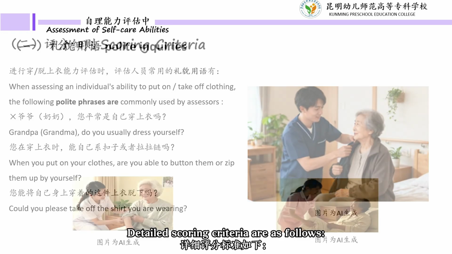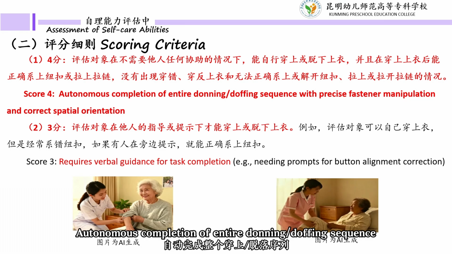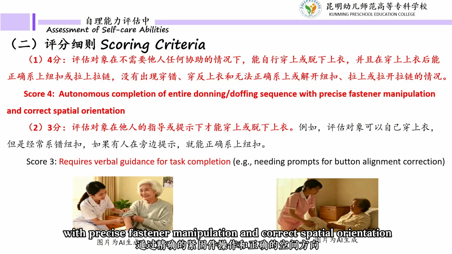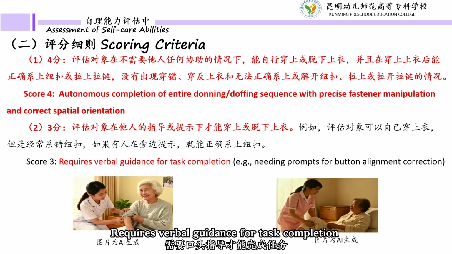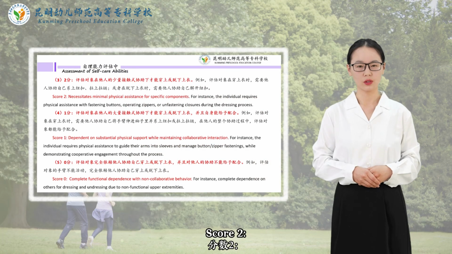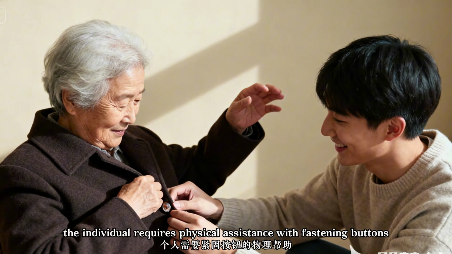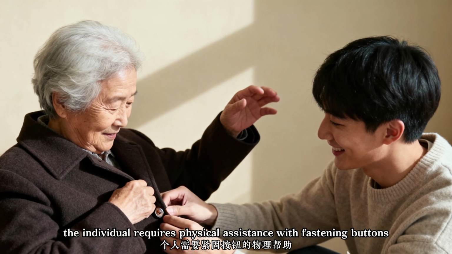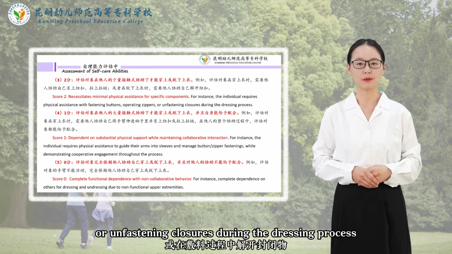Detailed scoring criteria are as follows. Score 4. Autonomous completion of entire donning or doffing sequence with precise fastener manipulation and correct spatial orientation. Score 3 requires verbal guidance for task completion, for example needing prompts for button alignment correction. Score 2 necessitates minimal physical assistance for specific components. For instance, the individual requires physical assistance with fastening buttons, operating zippers, or unfastening closures during the dressing process.